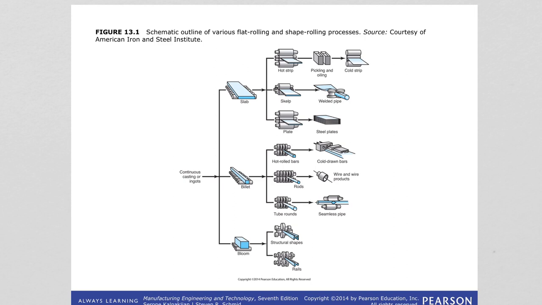So for example, if you start with a billet, you will usually end up with tubes, rods. If you start with a slab, you will end up with a plate. And if you start with a bloom, those are used for shaping into I-beams. So we're going to see what these are and what these processes that are being shown here are, individually.